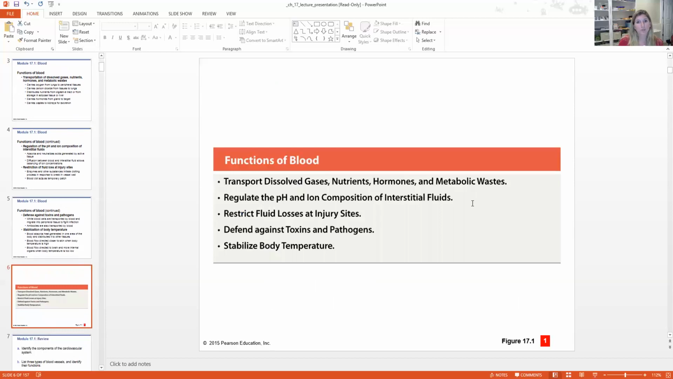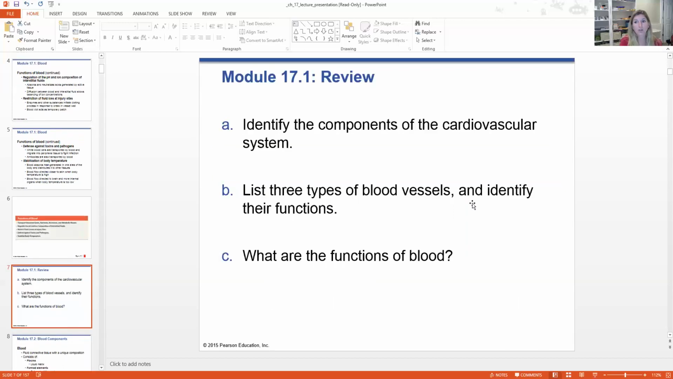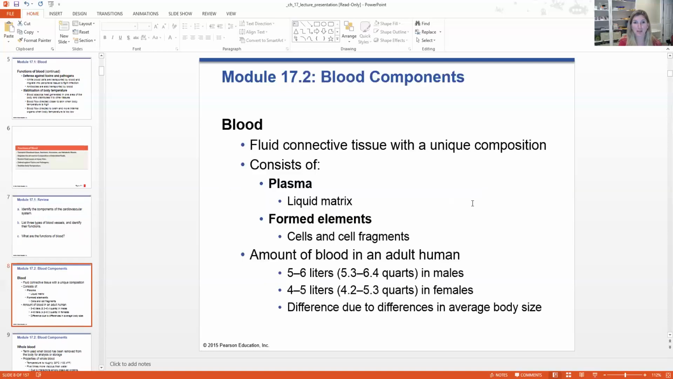So overall summary functions of blood: transport of nutrients, waste products, dissolved gases, etc., regulating pH and ions as well as temperature, and restricting fluid loss, blood loss at injury sites, and defense against pathogens and toxins. You can pause the video here and go back and answer these 3 questions to see if you comprehended what the heck I was saying. I'm going to keep going, and we're going to talk about blood composition.